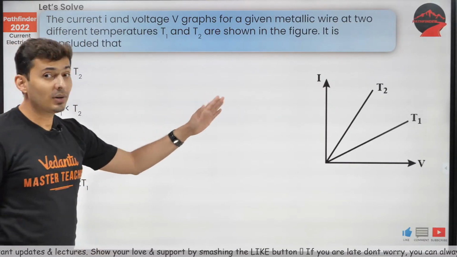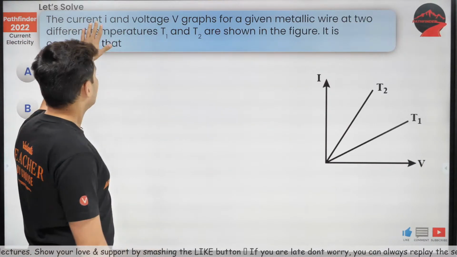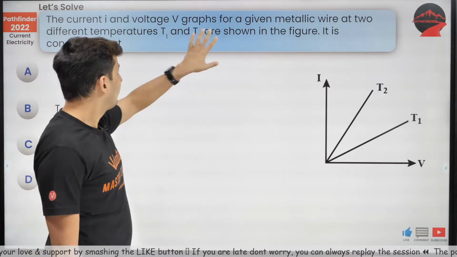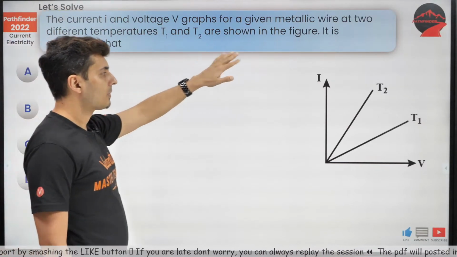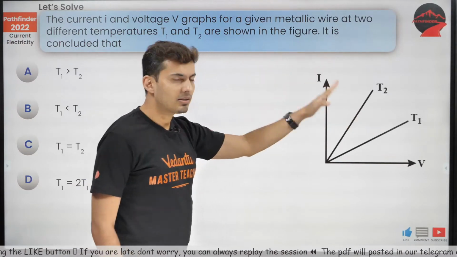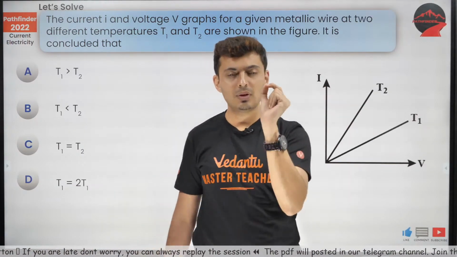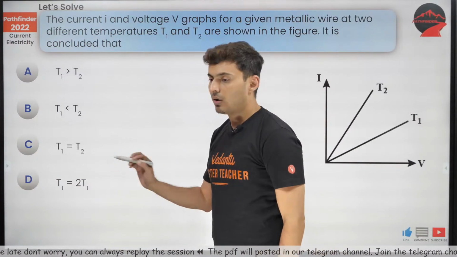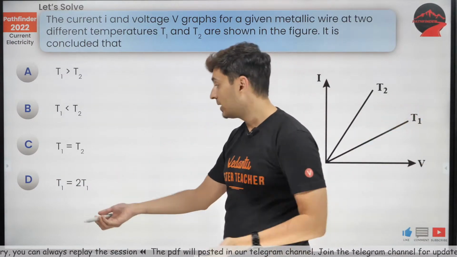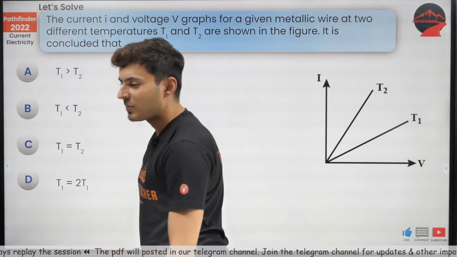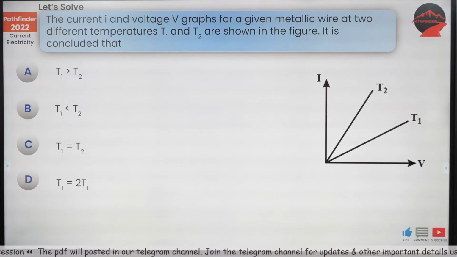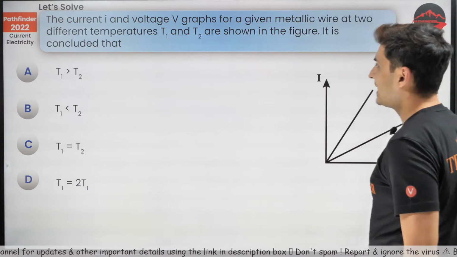Interesting. There is a current versus voltage graph, and it is given for the same wire but for two different temperatures. This is for T1, this is for T2. Based on the graph's nature, you have to comment on which temperature is more or less, or maybe they are equal, or maybe there is some other relationship. Come on, figure this out. It's not that difficult. Look at the slopes, think about Ohm's law, and probably you will get it.